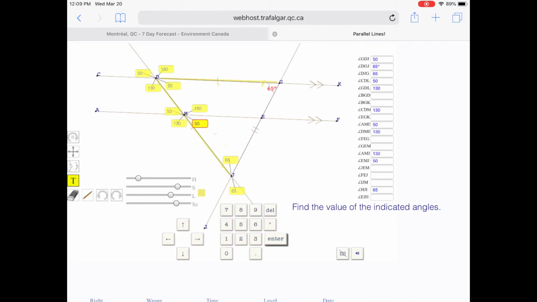65. The supplement of 65 is 115. This is 115 as well. 65, vertically opposite of 65. We've already done the calculation for the supplement, which is 115. 115, 65, 65, 115, and 115. That's all the angles. Double click on the degree symbol and you're done.